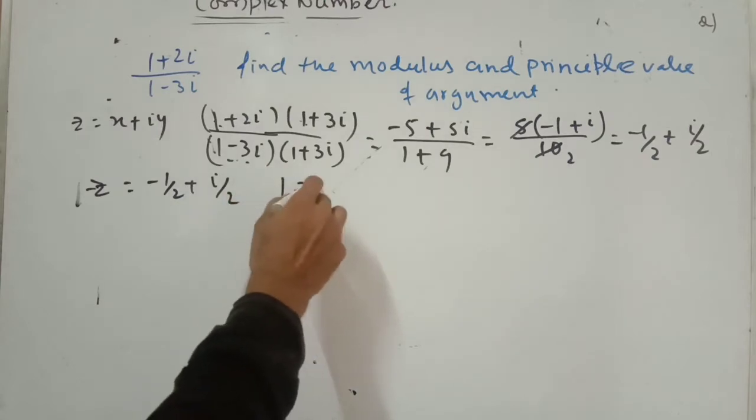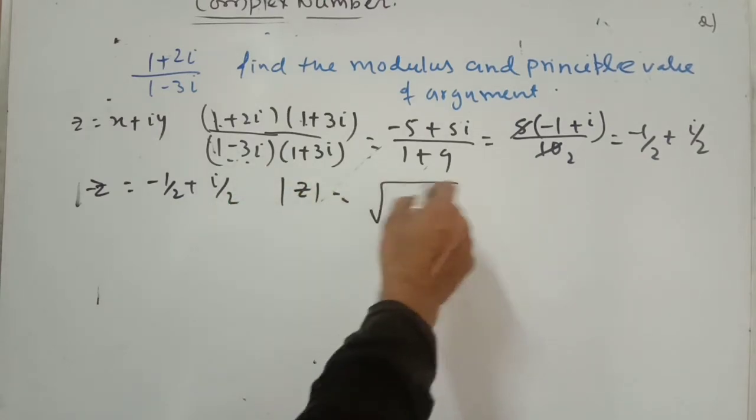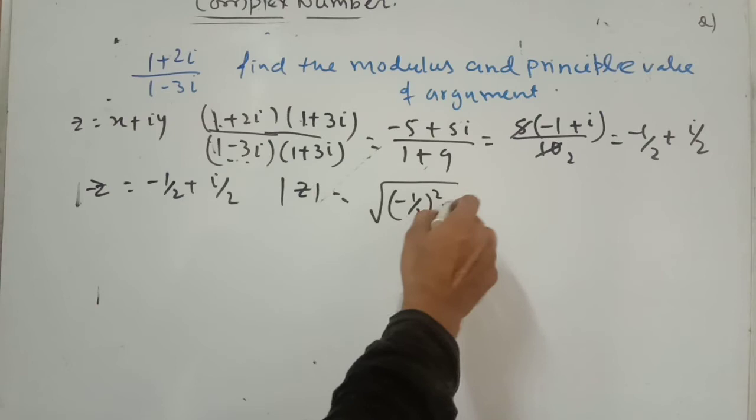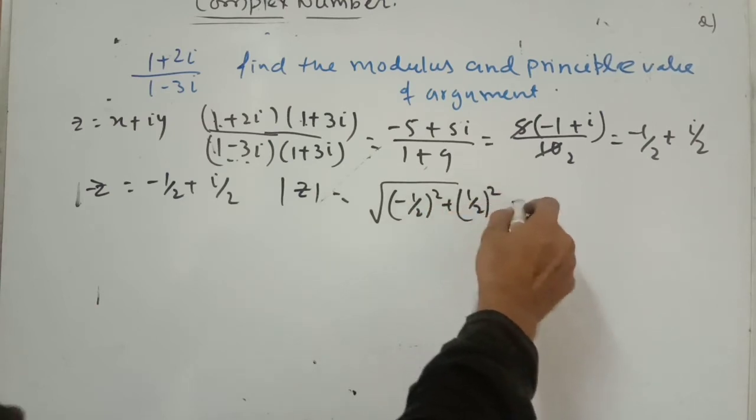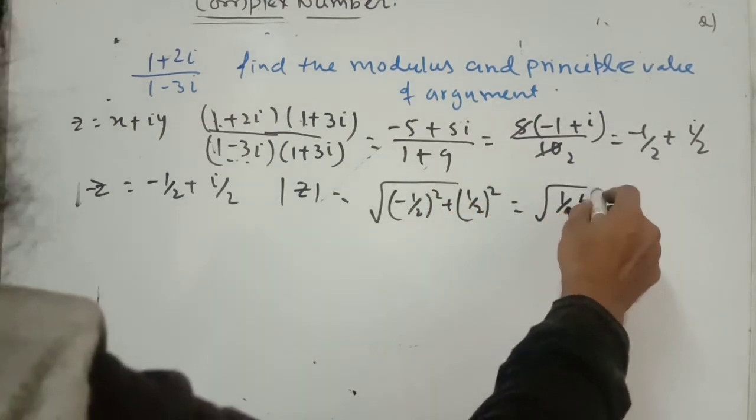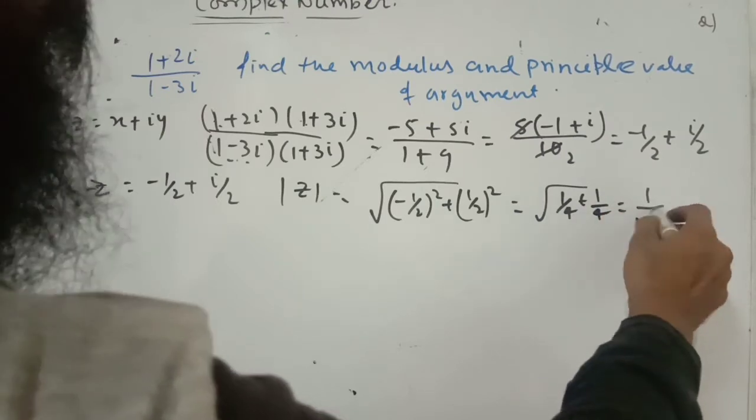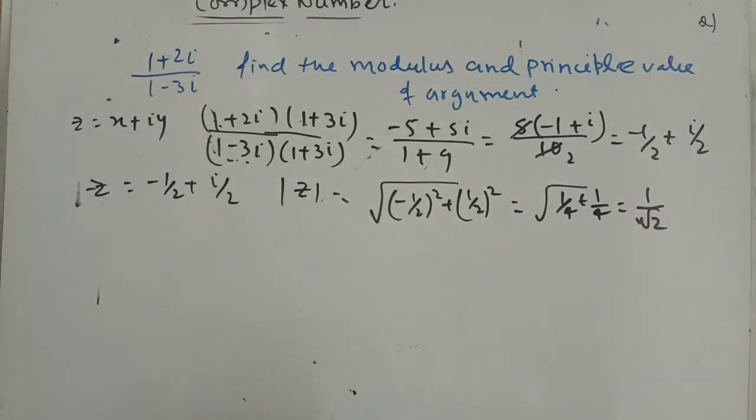Okay, so what is the modulus of z? You can write here the square root of (minus 1 by 2) whole square plus (1 by 2) whole square. So it will become 1 by 4 plus 1 by 4, so it will become 1 by root 2. Here 2 by 4, so 1 by 2, so square root of 1 by 2 is 1 by root 2.